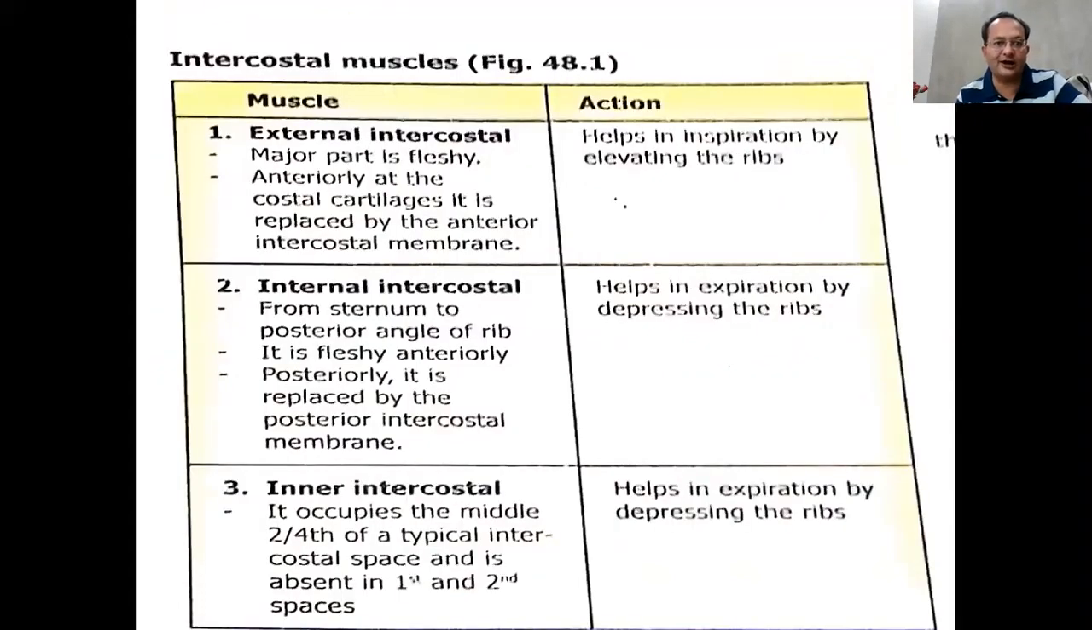External intercostal muscle, major part is fleshy. Anteriorly at the costal cartilage, it is replaced by the anterior intercostal membrane, which is an aponeurosis. And internal intercostal muscle, posteriorly it is replaced by the posterior intercostal membrane, which is aponeurosis.